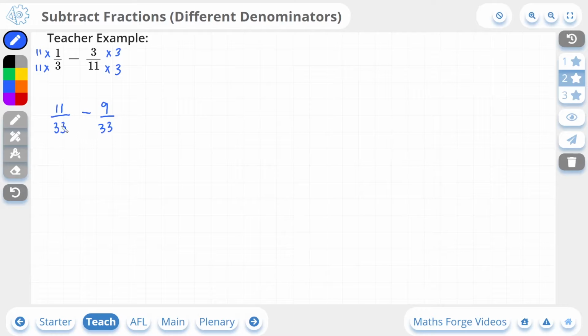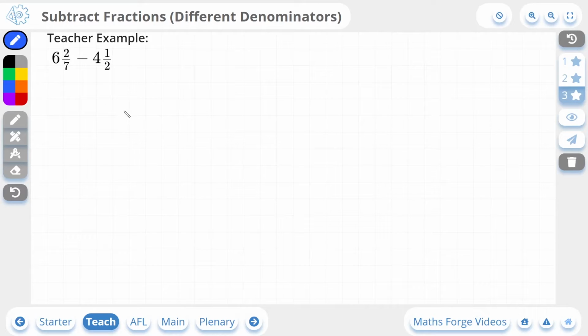So we have now managed to get a common denominator, which means all we have to do is subtract the numerators. 11 minus 9 is 2 over the same denominator, which is 33. And we can't simplify this any further, so this should be our answer. Let's check. There it is. Now let's move on to a 3-star question.